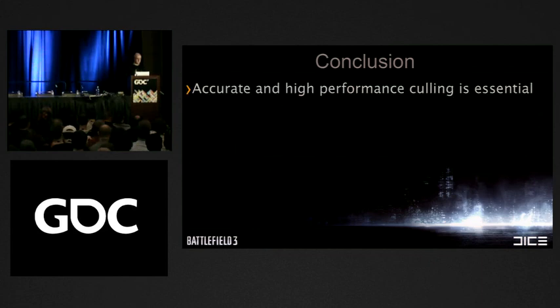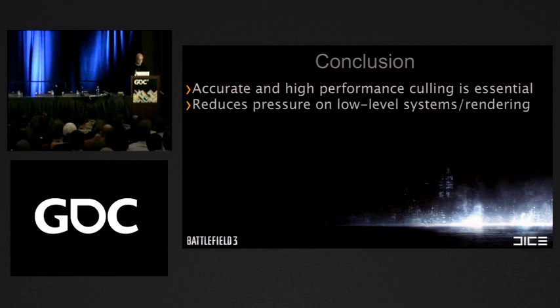So if you can draw some conclusions based on all this, it's that for us, high-performance culling is really important. Our worlds are really dynamic. We have lots of stuff in them. And especially in BF3, we try to scale up things even further. It's really important for us to have more stuff, but still reduce the complexity of everything.